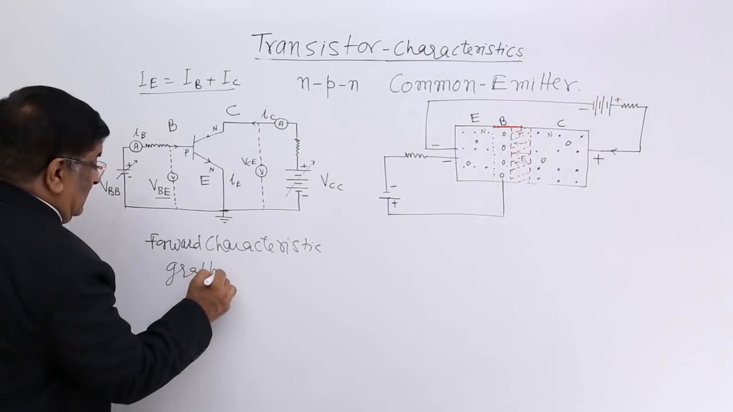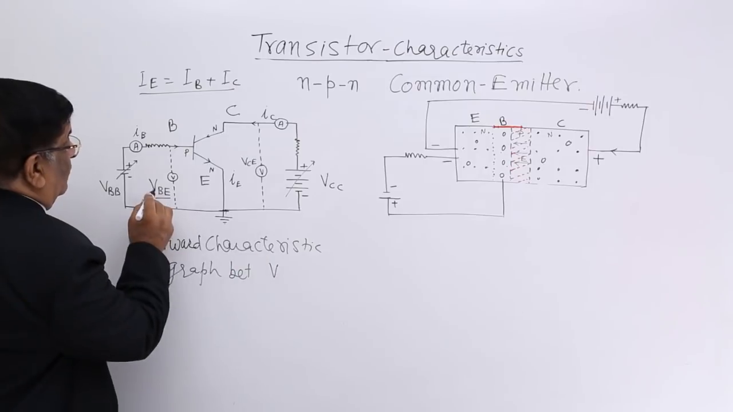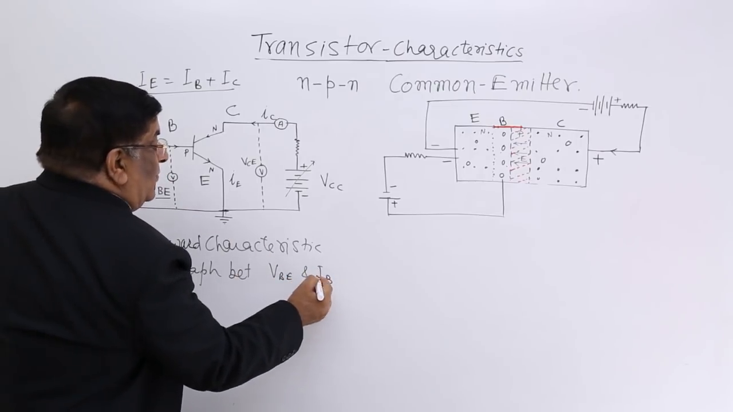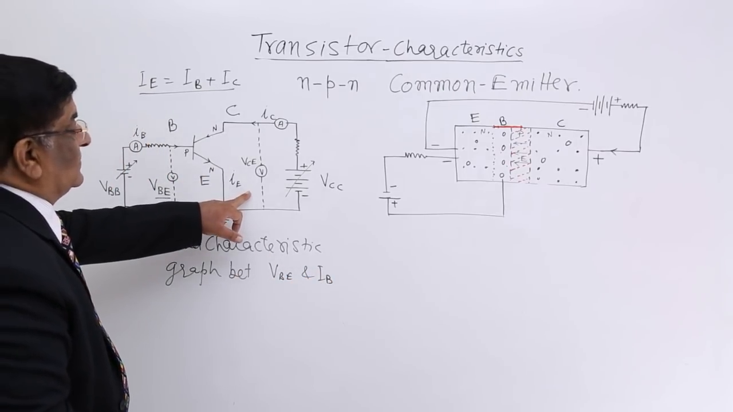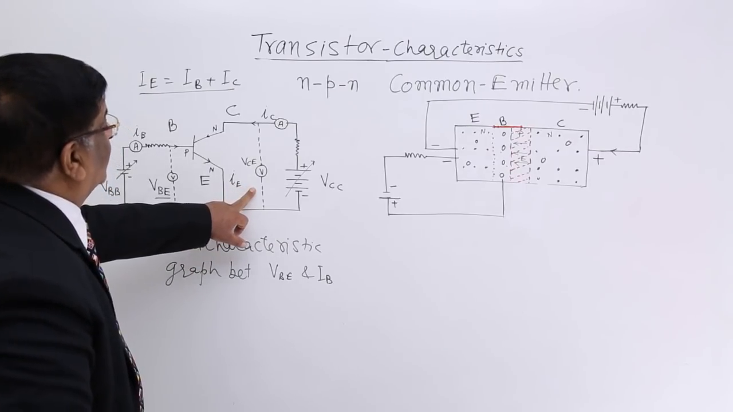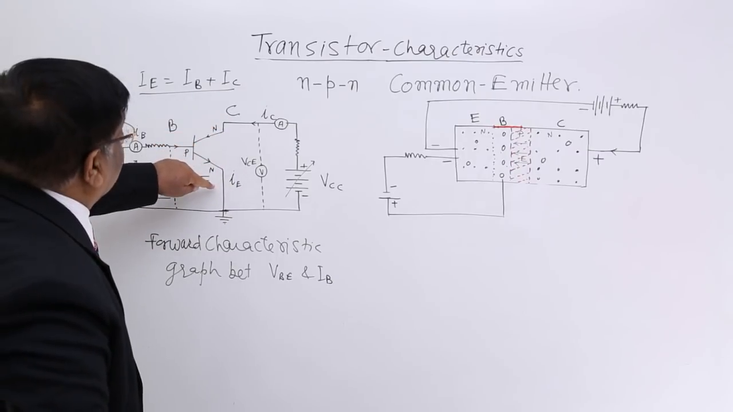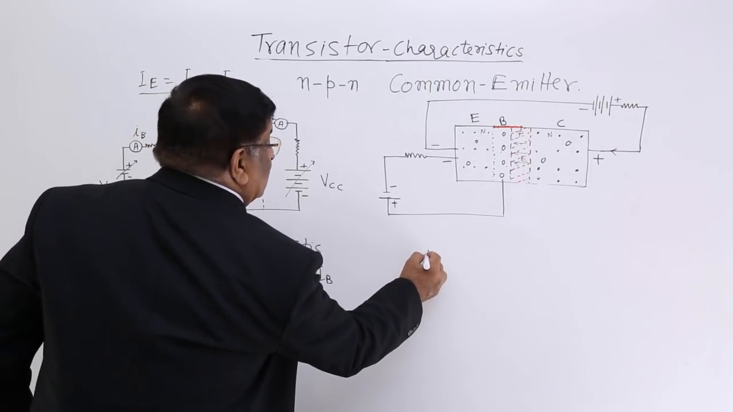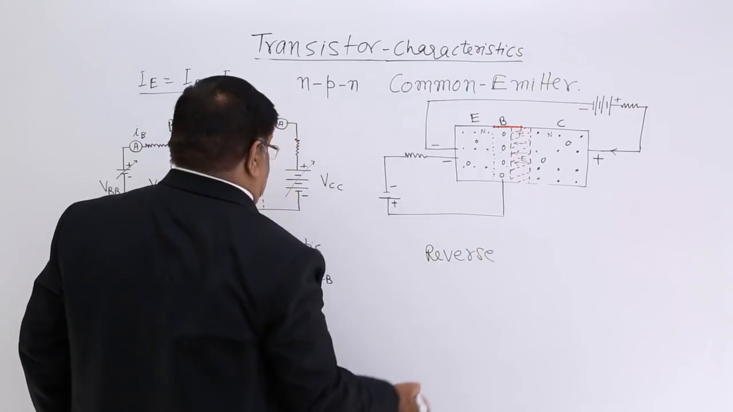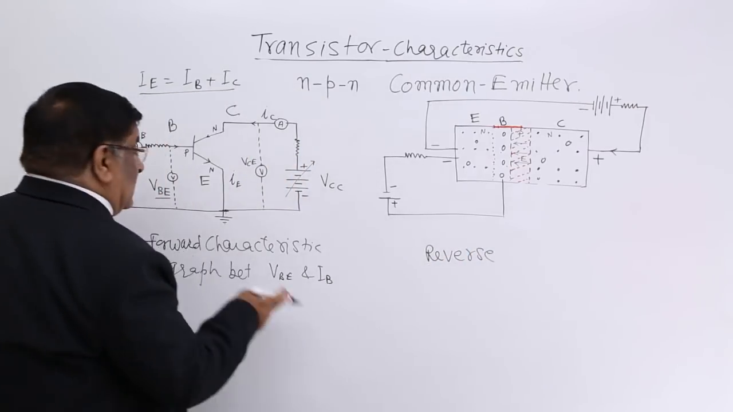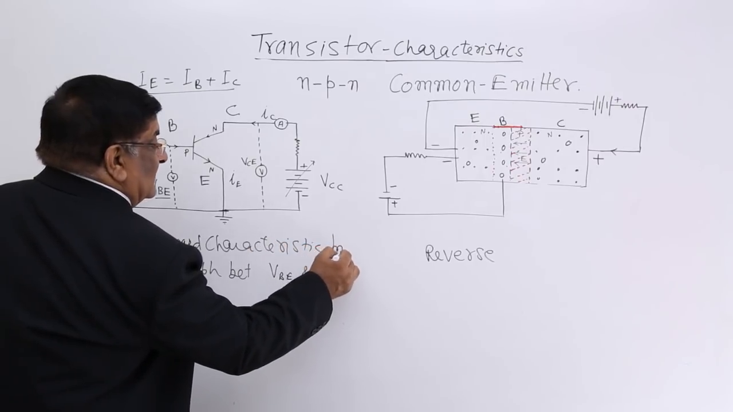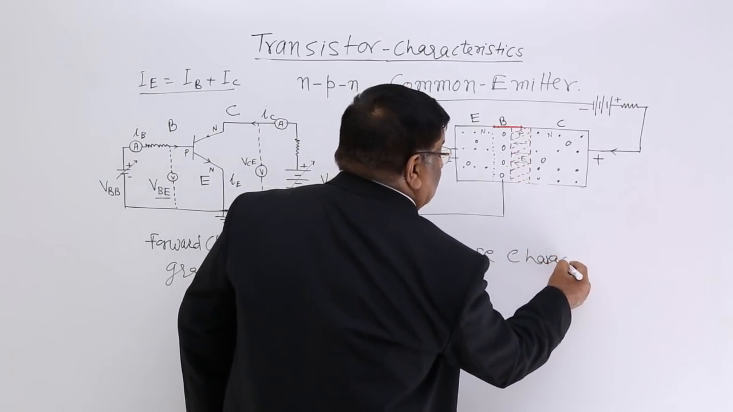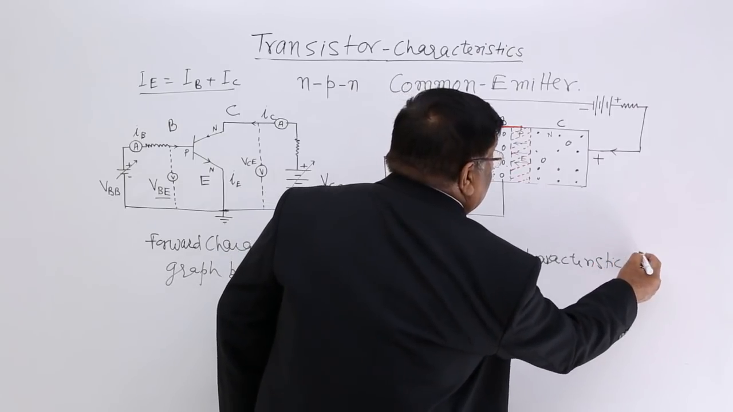Graph between VBE and IB. Now here, this is another characteristic. This characteristic is between the voltage between C and E, VCE, and the current IC. So that will be known as the reverse characteristic. This is forward, this is reverse. This forward characteristic is also known as the input characteristic, and this reverse characteristic will be known as the output characteristic.